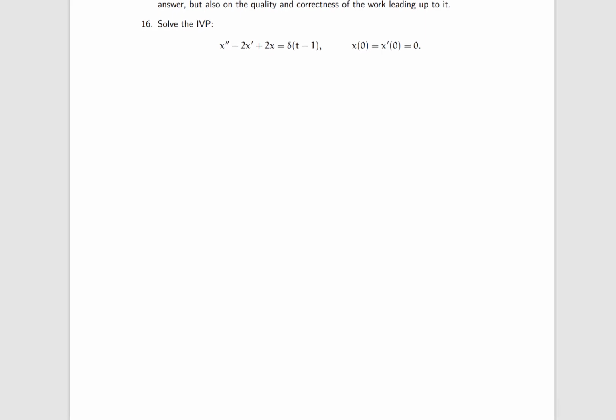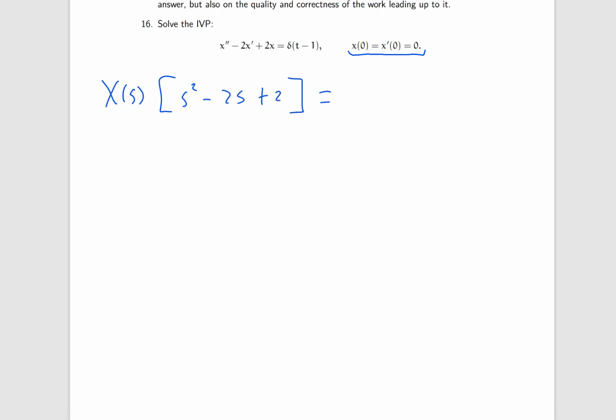Okay, so we're going to take the Laplace transform of the left-hand side, and let me remind you of a little shortcut. When the initial conditions are 0, on the left-hand side, we're going to have the characteristic polynomial times x of s. So it'll be like this: x of s times s squared minus 2s plus 2.